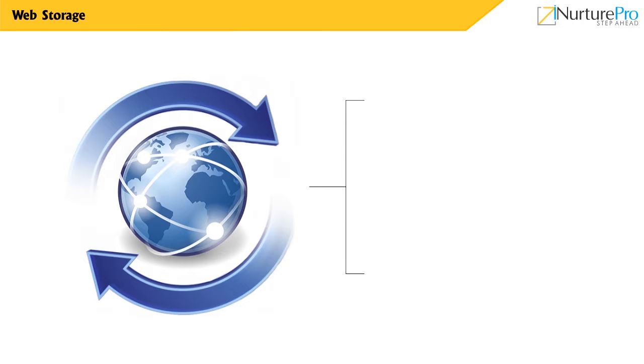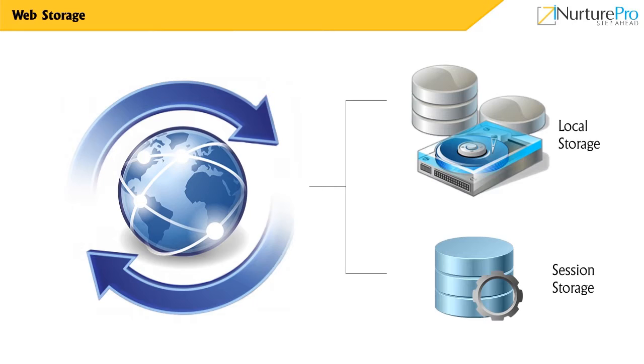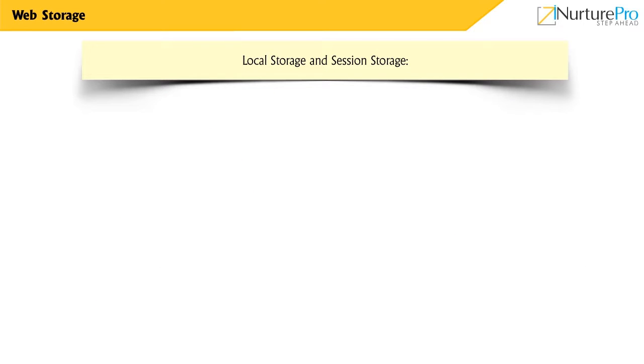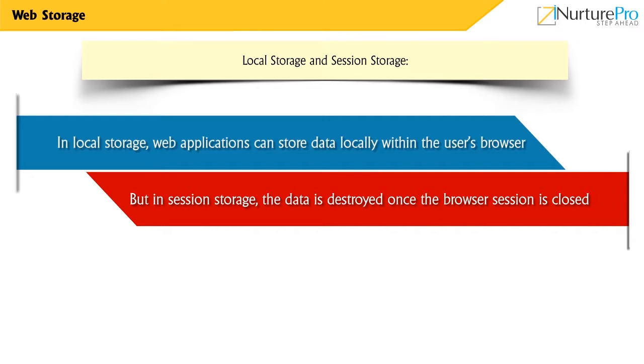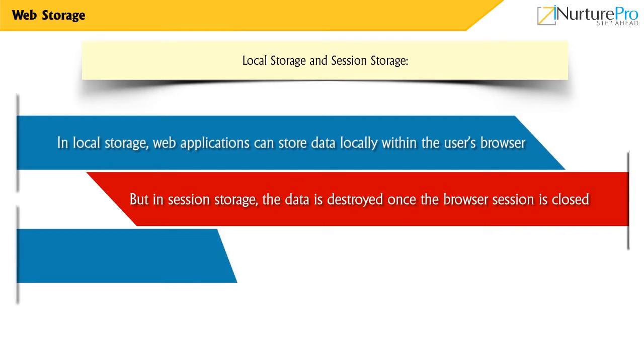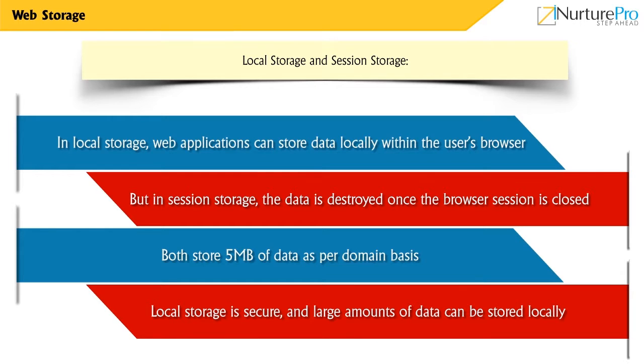Web storage is of 2 types. They are local storage and session storage. In local storage, web applications can store data locally within the user's browser. But in session storage, the data is destroyed once the browser session is closed. Both store 5 MB of data on a per domain basis. Local storage is secure and large amounts of data can be stored locally.